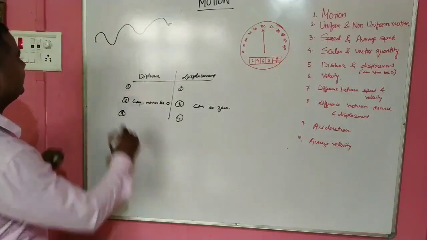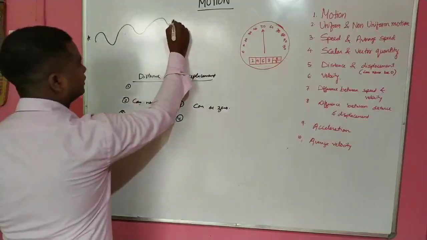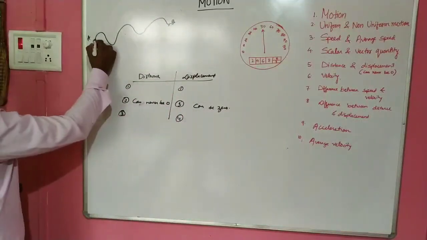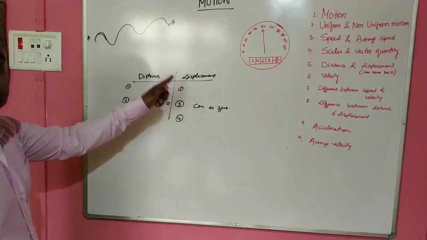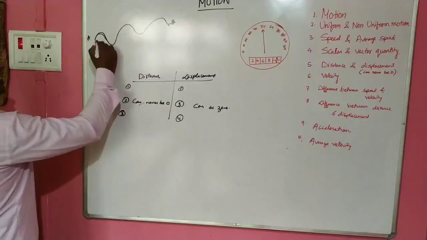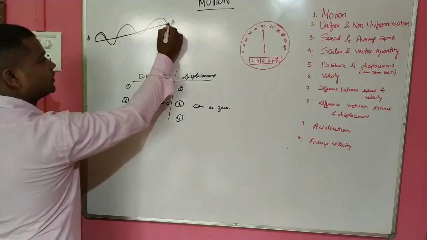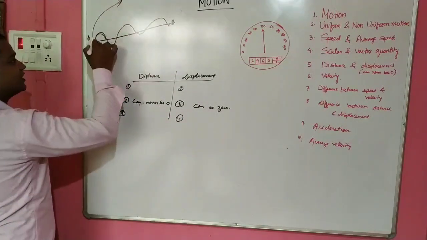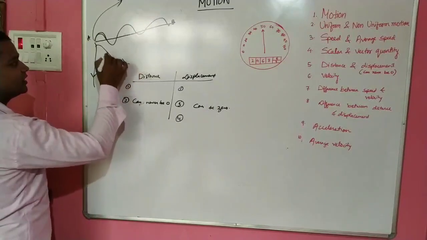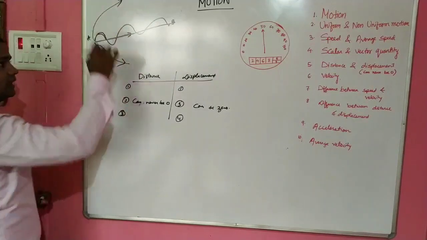Is that clear? If this is our initial position A, and this is our final position B, the distance will be the actual length of the path. But what is displacement? Displacement is the shortest path, and it will be a straight line from A to B. We cannot get displacement by going in this direction or this direction. We have to follow a straight line.